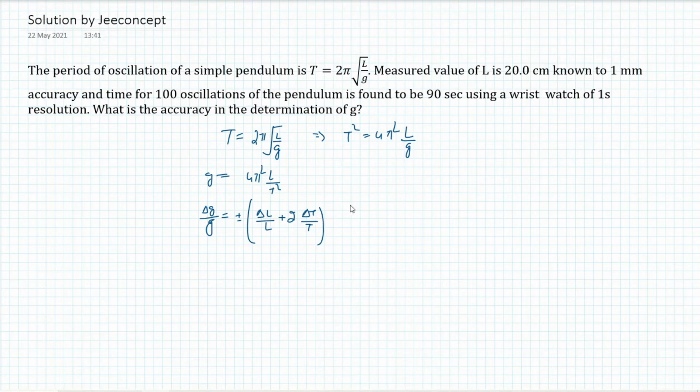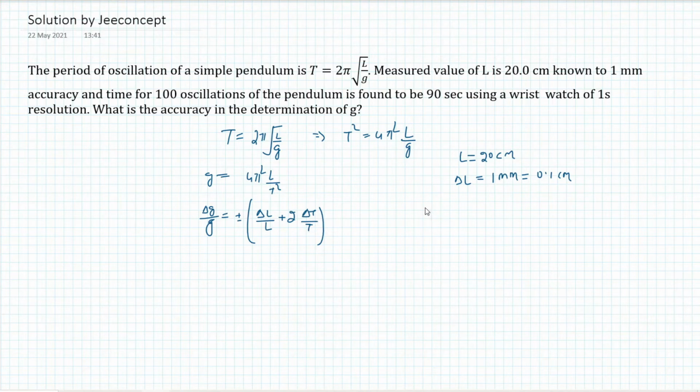Now we have to find the delta L, delta T and T. L is given as 20 centimeter, whereas delta L is 1 mm, or I can say 0.1 centimeter. So that means delta L value is 0.1 centimeter and L is 20 centimeter. Now we have to find the value of delta T by T.